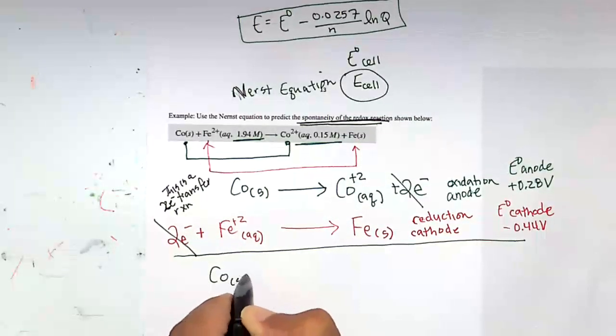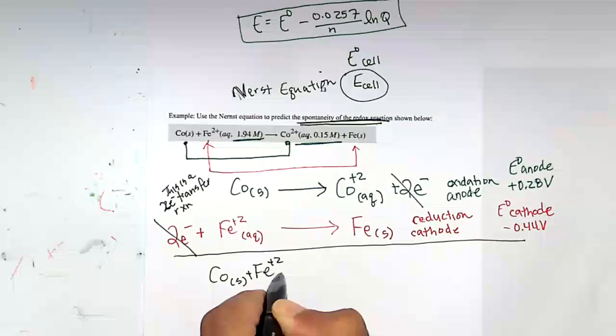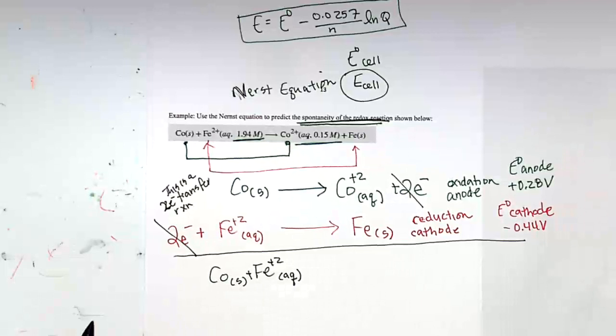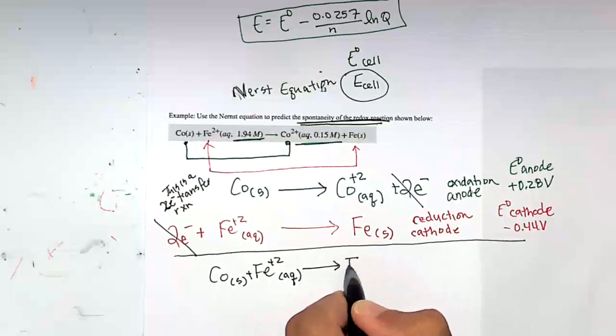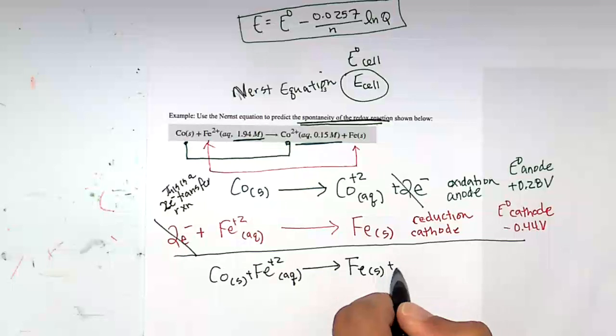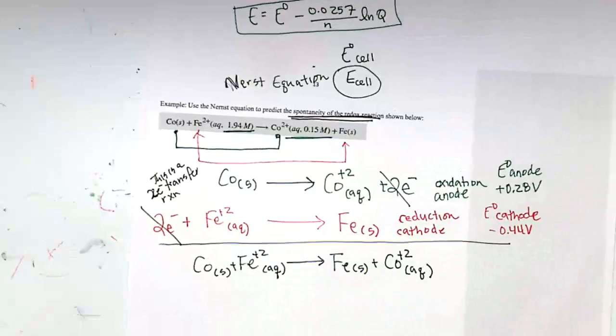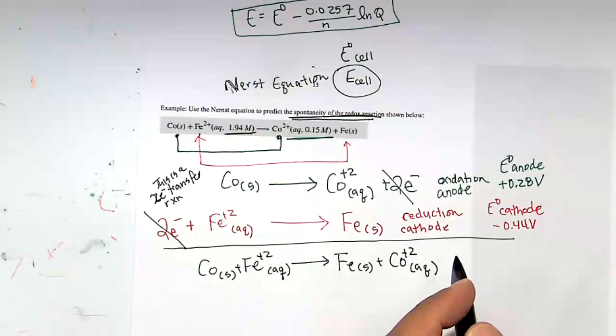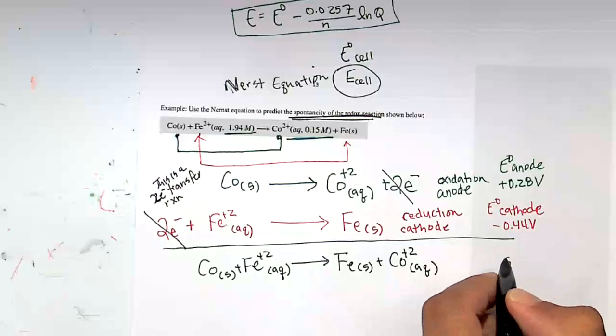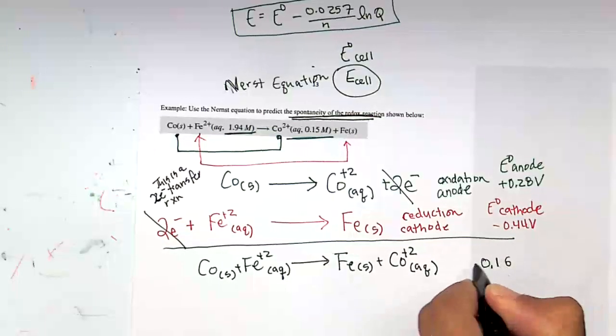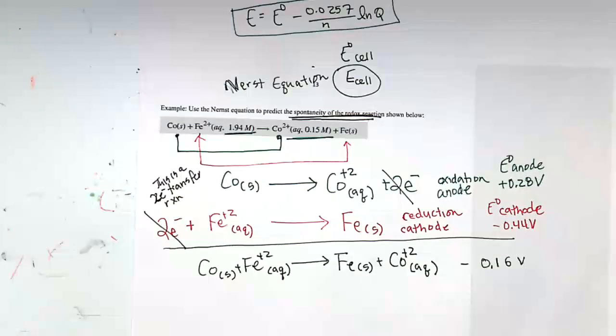And so we're going to get Co solid plus Fe2+ goes to Fe solid plus Co2+ aqueous. And we add these two up, and what will we get? 0.28 minus 0.44. It's going to be negative 0.16 volts. Is that right?